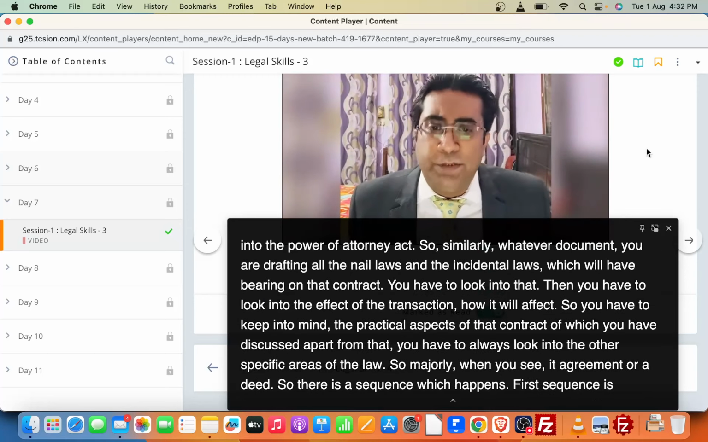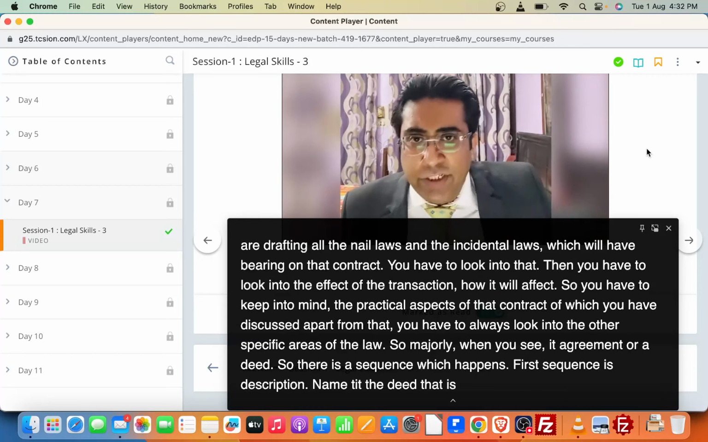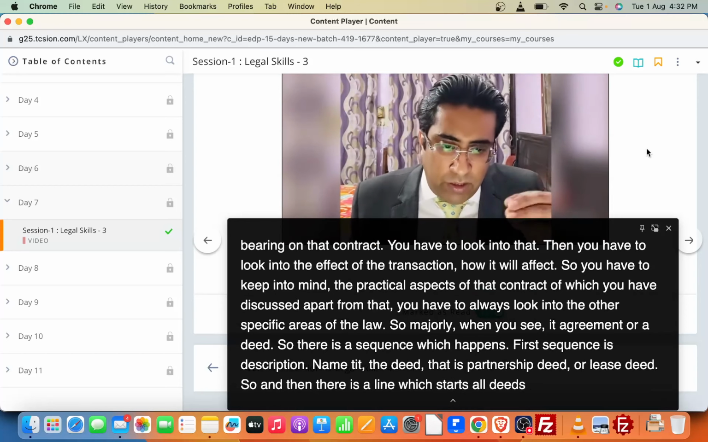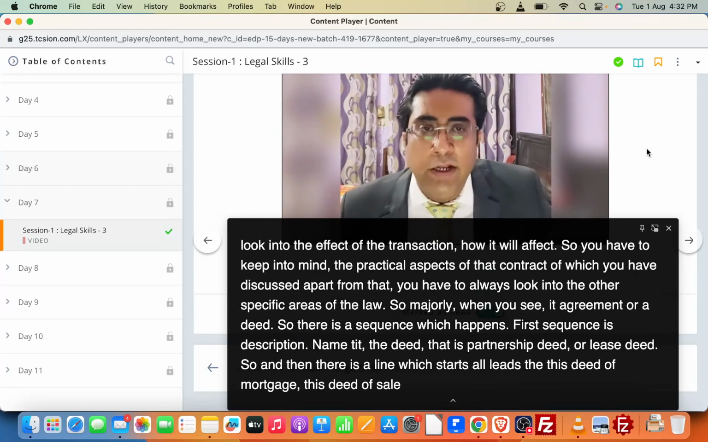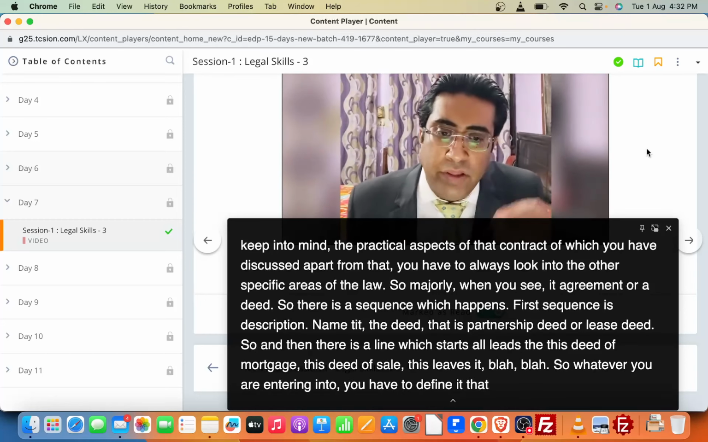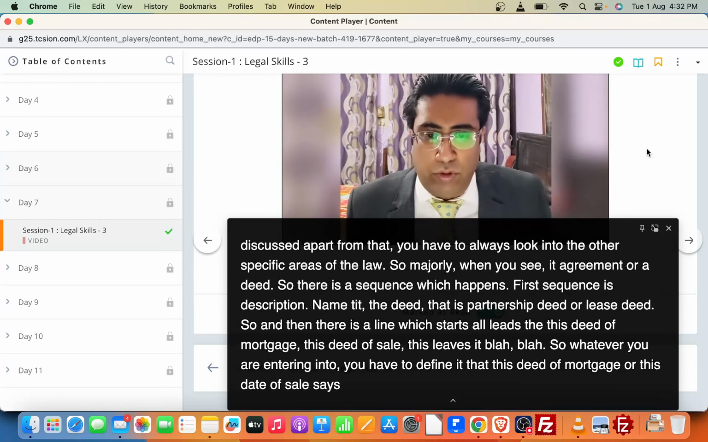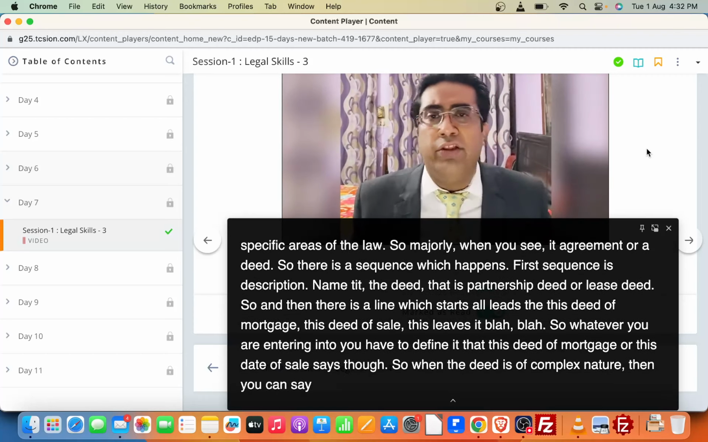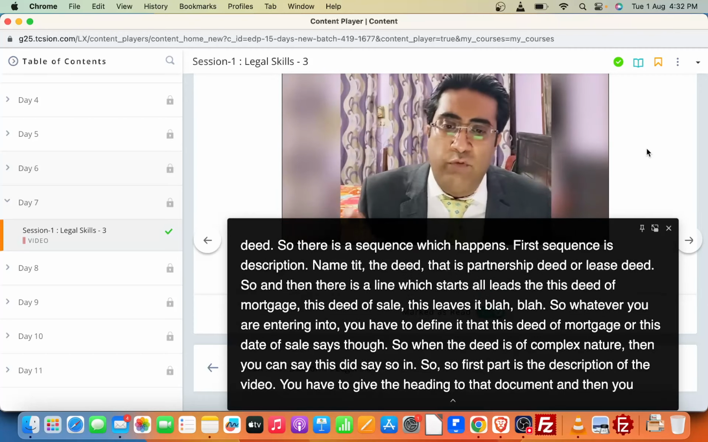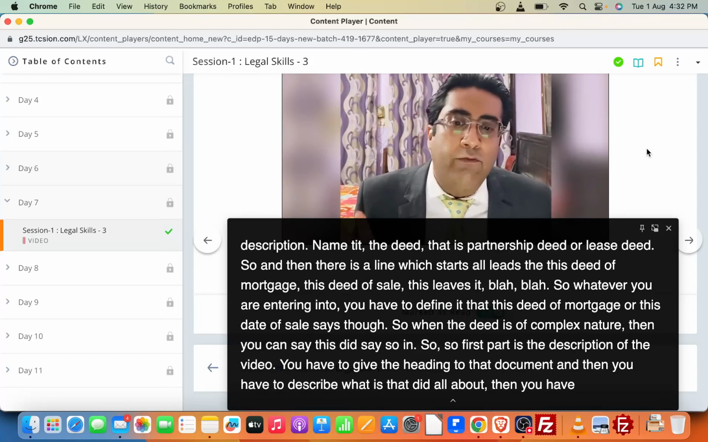The first in the sequence is the description: the name, the title of the deed, that is, partnership deed, lease deed. Then there is a line which starts all deeds: this deed of mortgage, this deed of sale, this lease. Whatever you are entering into, you have to define it: this deed of mortgage or this deed of sale says so and so. When the deed is of a complex nature, then you can say this deed says so and so. So the first part is the description of the deed. You have to give the heading to that document, and then describe what that deed is all about. Then you have to put in the date and place.